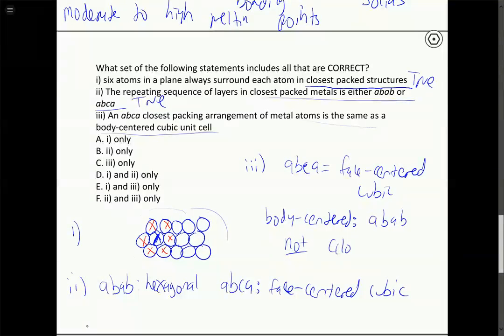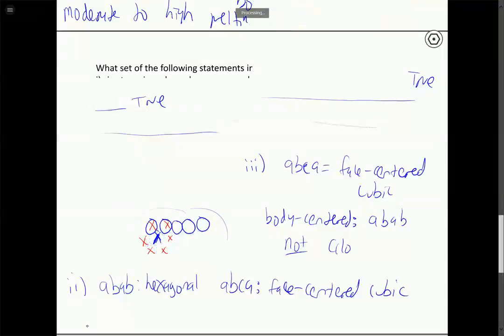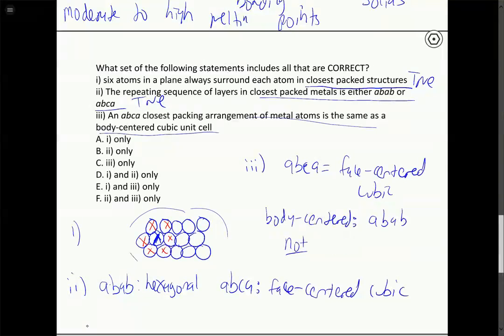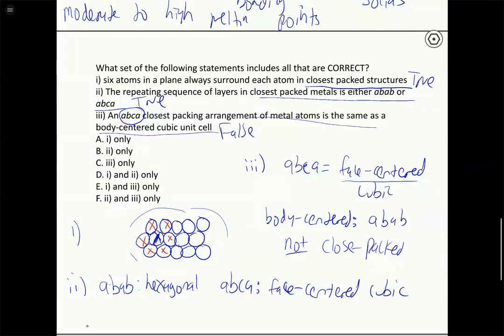Okay, so we talked a little bit in class about how we can stack layers to make these different structures. It's a little bit hard to visualize in 3 dimensions sometimes. But if you're talking about ABCA closest packing, that's going to give you a face-centered cubic structure. So this one's going to be false. We're talking about body-centered cubic, that would be an ABAB, but it's not one of the close packed structures. In that case, like I said, there's spaces between them. So the two that are true are going to be choices 1 and 2, so choice D would be the correct answer here.